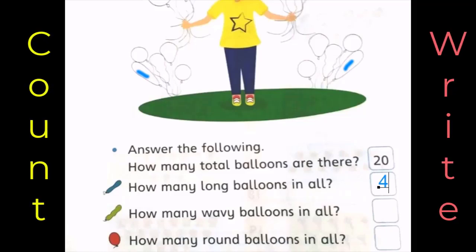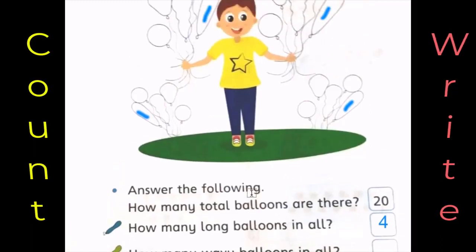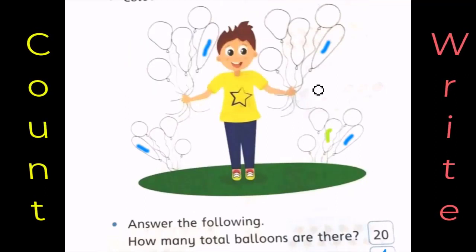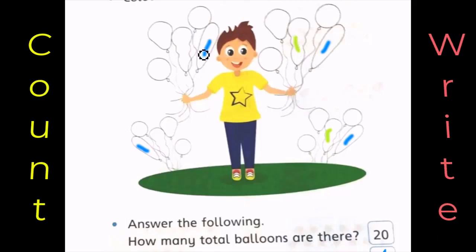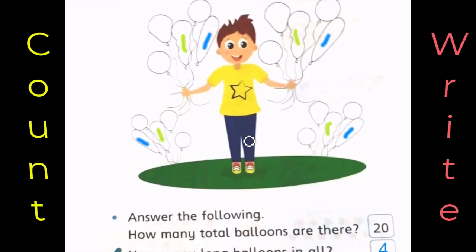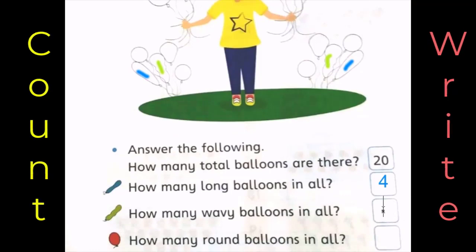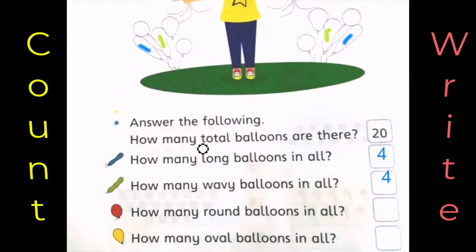Now you will take which color? You will take green color for the wavy balloons. Now the question is, how many wavy balloons in all? So let's count from the picture. Now we will count wavy balloons. 1, 2, 3 and 4. So there are 4 wavy balloons. So we will write number 4. Are you ready for the next line?